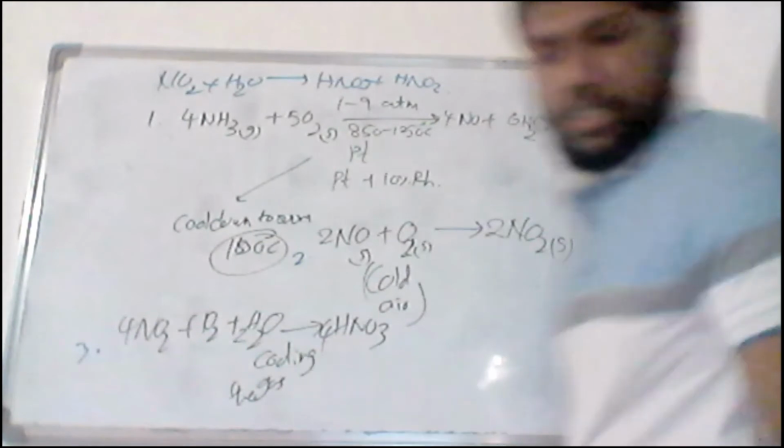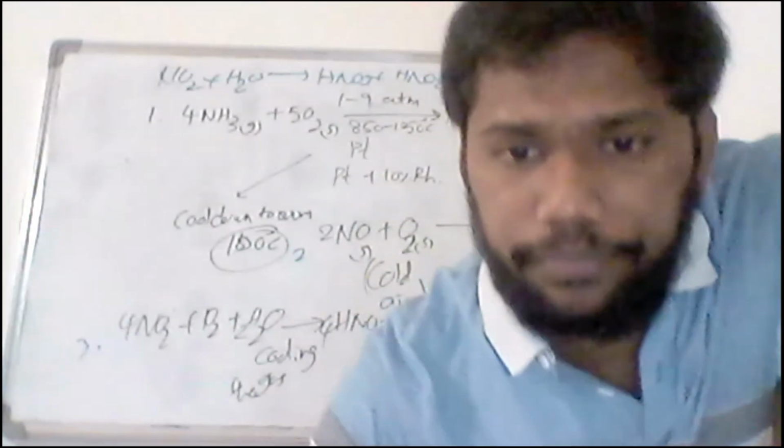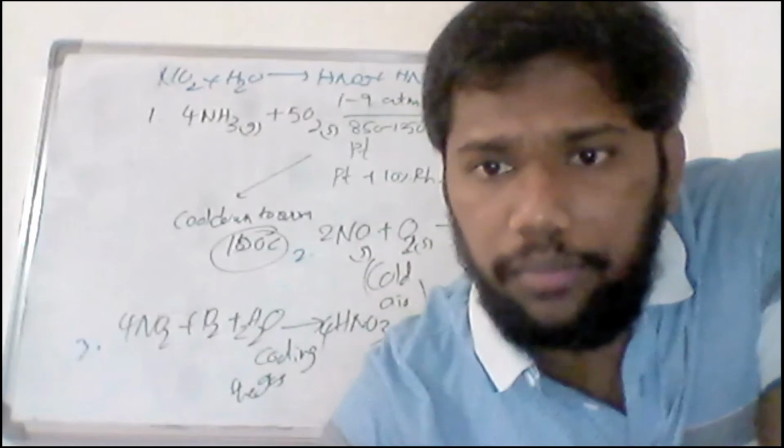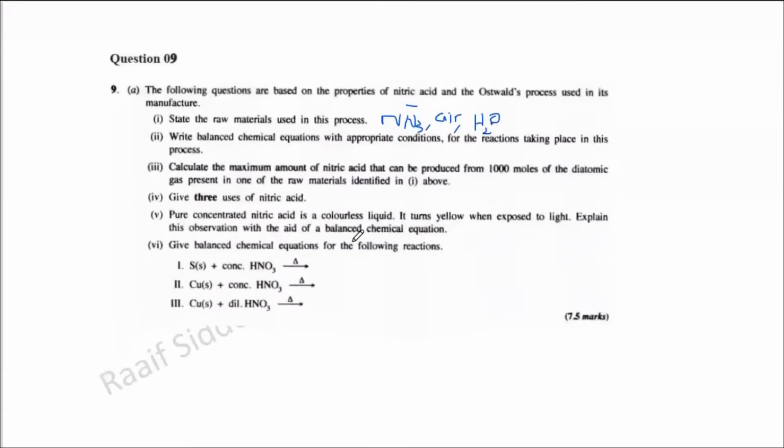Okay. So the next question asks, calculate the maximum amount of nitric acid that can be produced from 1000 moles of diatomic gas. So diatomic gas means here, this is oxygen. So if you use 1000 moles of oxygen, they are asking how much amount of HNO3 can be produced using this method. Okay. So it is important to understand.